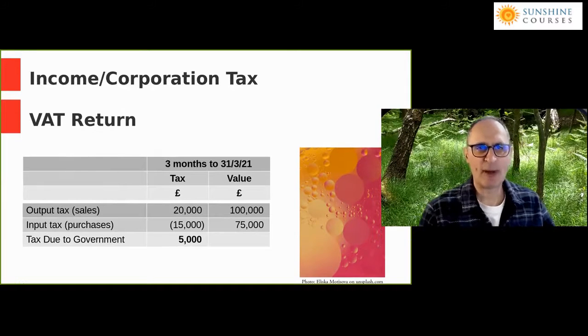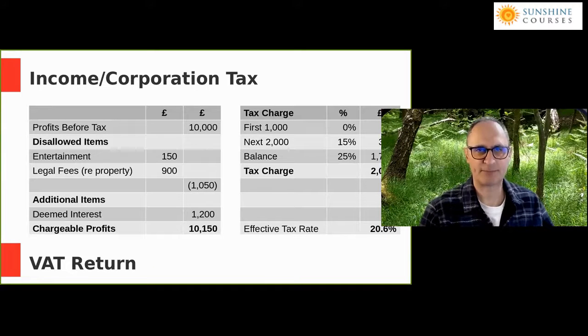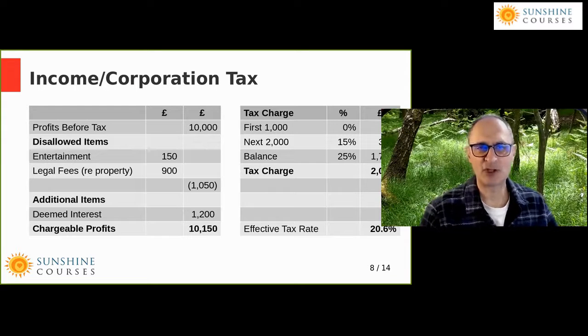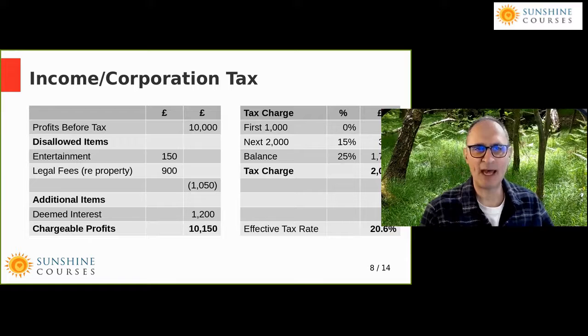So the next tax I want to talk about is income tax or corporation tax. Income tax or corporation tax typically is a tax on profits for the year. That's typically how it works. In this example, we've got profits of £10,000. And there are certain items that different countries do and don't allow in terms of expenses. So in the UK, they don't allow entertainment costs to be deducted from your profits.